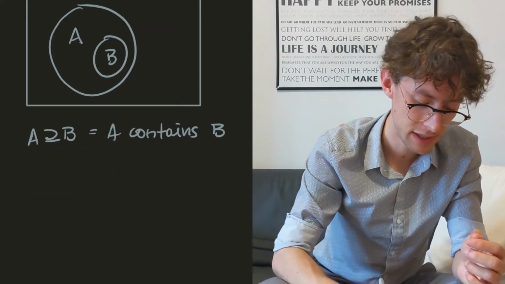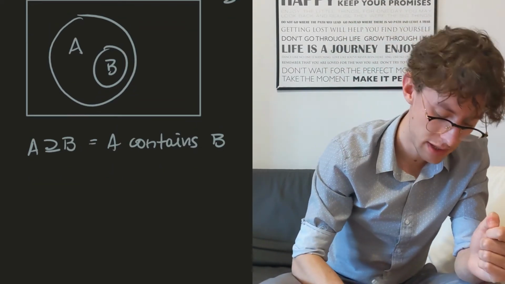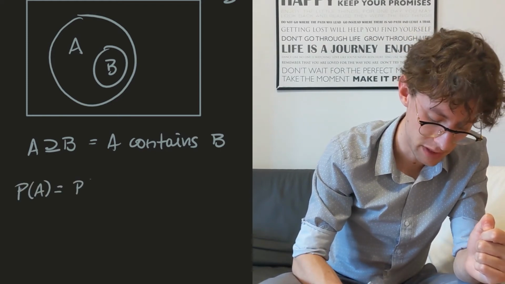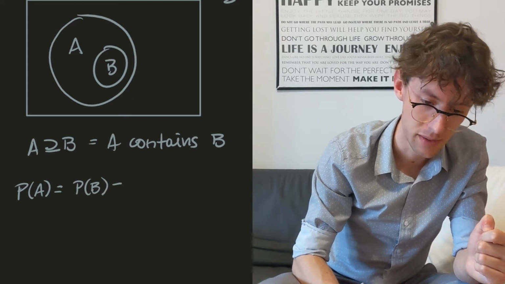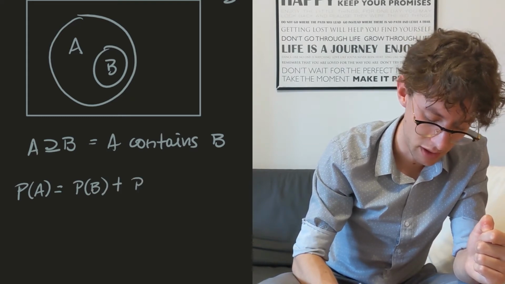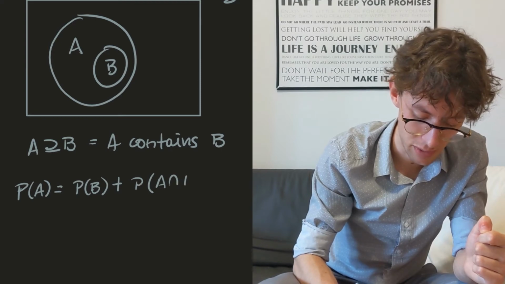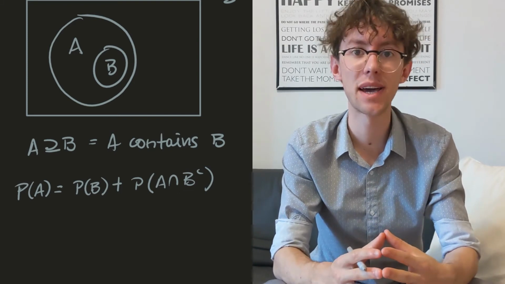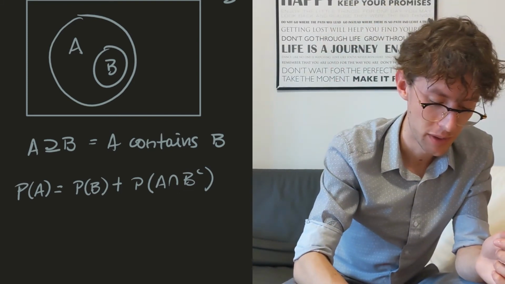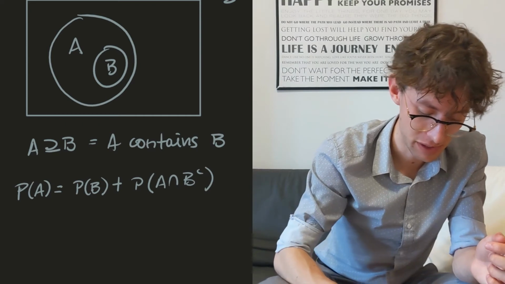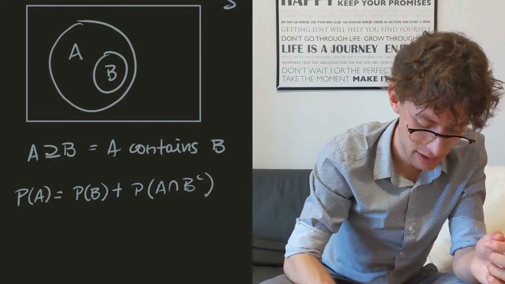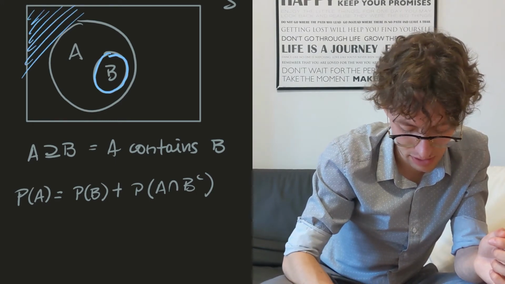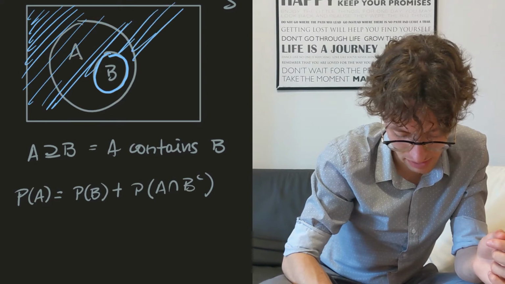If this is the case, if A is containing B, then I can say that the probability of A is equal to the probability of B plus the probability of A that intersects with B complement. Again, B complement is anything that is outside of B, right? So B complement here in our Venn diagram will be anything outside of this B. So here is our B. Everything outside of the B is B complement.